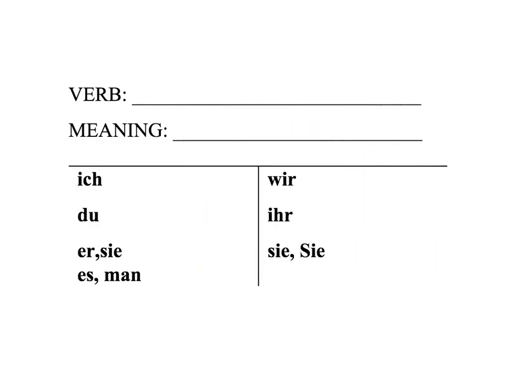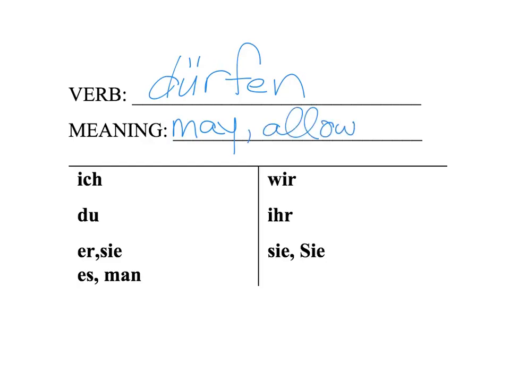Okay. Next verb. Try that one. Dürfen. It means that you may do something, that you're allowed. Not that you're physically able, but you have permission to do so. So that's why when you ask to go use the bathroom, you don't start with kann. You're physically able to go use the restroom, but you ask permission to.